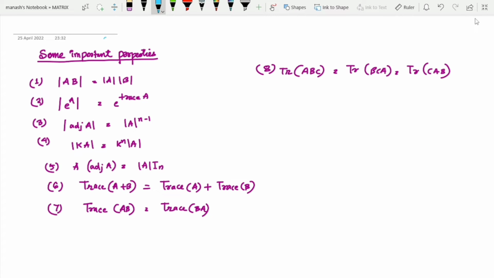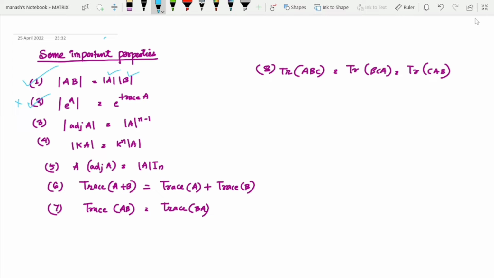Some of the important properties of the matrix, right? The first property is that if you have two matrices, suppose A and B, the determinant of the product of the two matrices is equal to the product of the determinants of those matrices, right? So this is quite clear, right? So this is the first property.